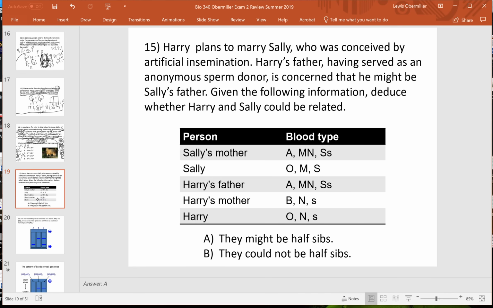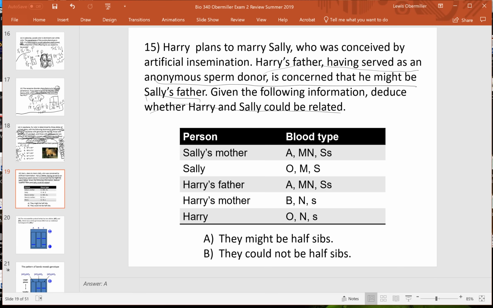All right, next. All right. Harry plans to marry Sally, conceived by artificial insemination. Harry's father, having served as an anonymous sperm donor, is concerned he might be Sally's father. Given the following information, deduce whether Harry and Sally can be related.